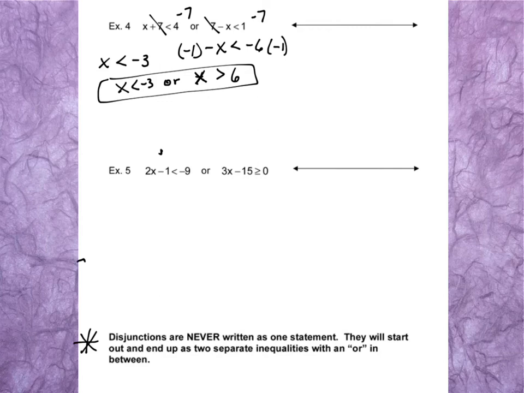When you draw it on your number line, you have your negative 3 here, your 6 here. Greater than and less than, so they're open circles. And then less than negative 3 you shade to the left. And greater than 6 you shade to the right.